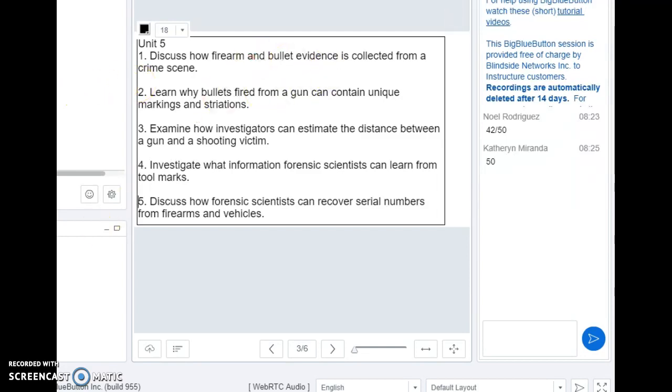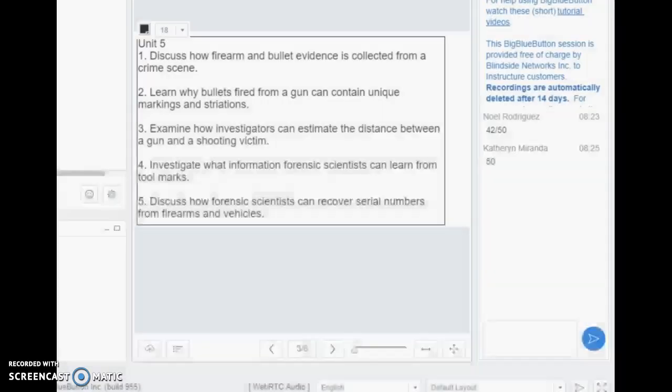Let's look at the first one. Discuss how firearm and bullet evidence is collected from a crime scene. Anybody want to discuss that one?